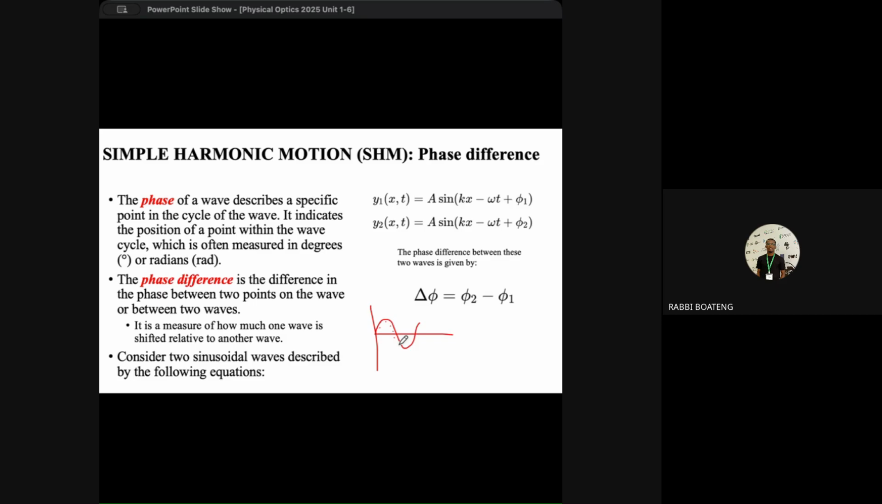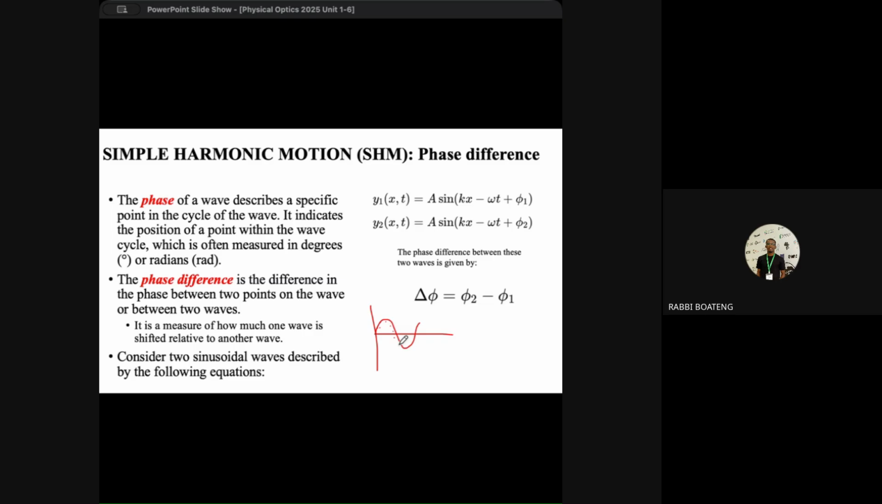So now phase difference comes in when we have two different waves traveling. Is that okay? So we want to know whether they are in phase or out of phase. Are they at the same point or not? Is that okay? And we want to know how they deviate from each other. And that is where phase difference comes in. So anytime you hear about phase difference, we are literally interested in two different forms of a wave.